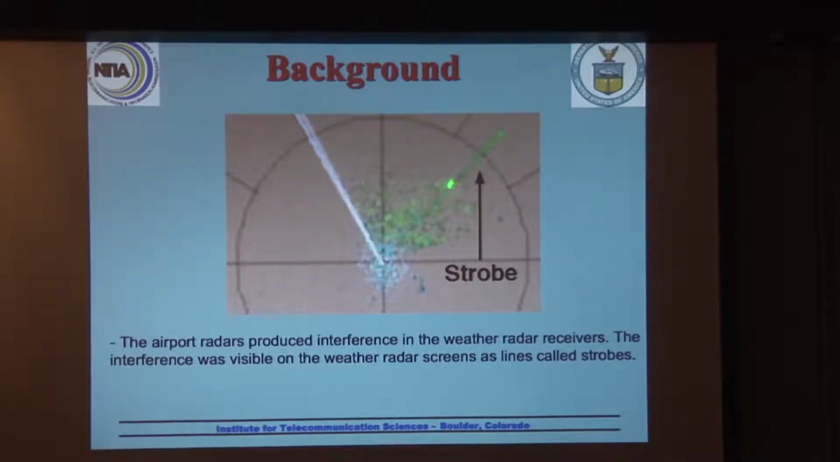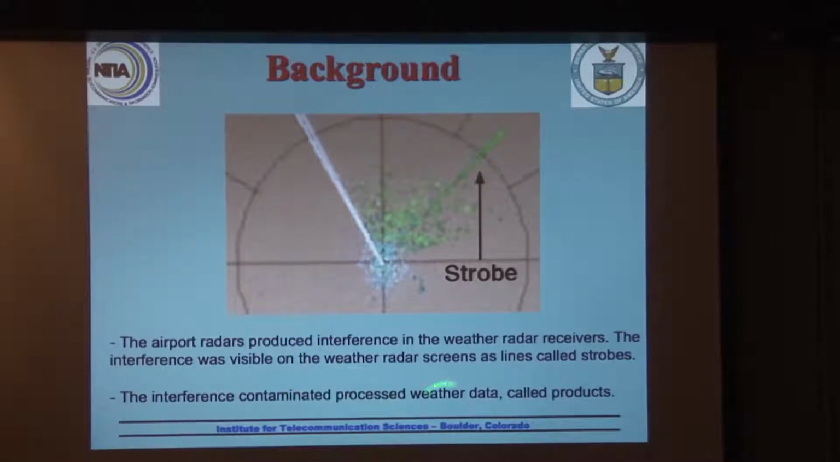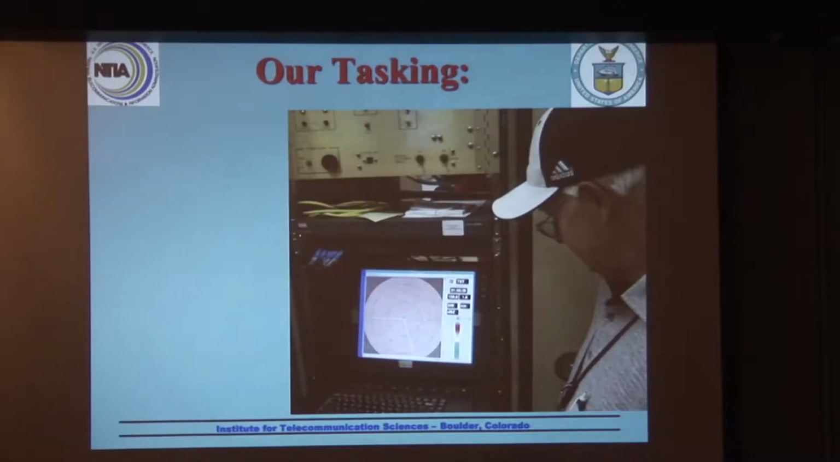This was what they would see on a weather radar display. They would see a strobe that was pointed off in the direction of the air traffic control radar. So there's no problem identifying what the source of the problem was. And these artifacts were contaminating the processing of the weather data. The Weather Service calls them products. They were contaminating their products.